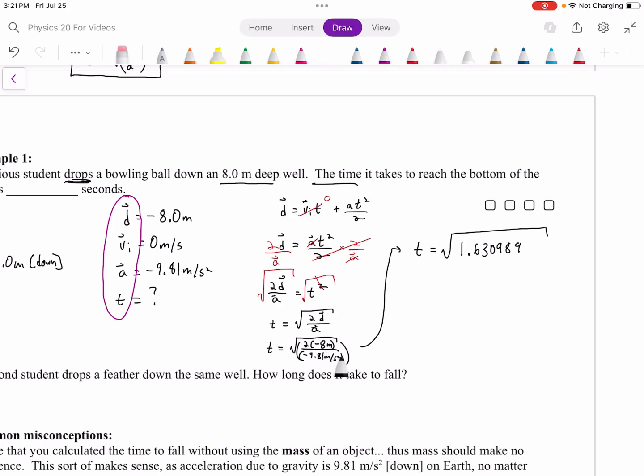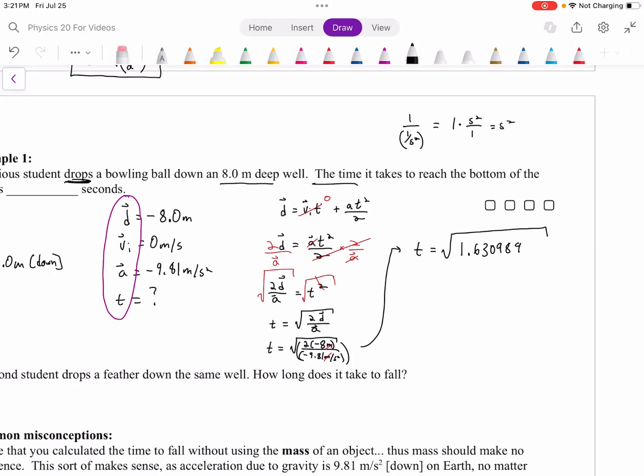Just want to take a second to talk units here too, right? We can see, we've got meters over meters, so those will cancel out. We're left with 1 over seconds squared. Well, we know that dividing by a fraction, dividing by 1 over seconds squared is the same as multiplying by its reciprocal, so seconds squared over 1, right? Which is just seconds squared.